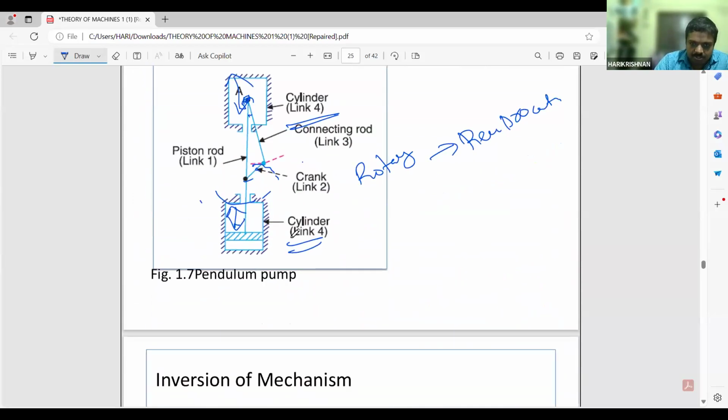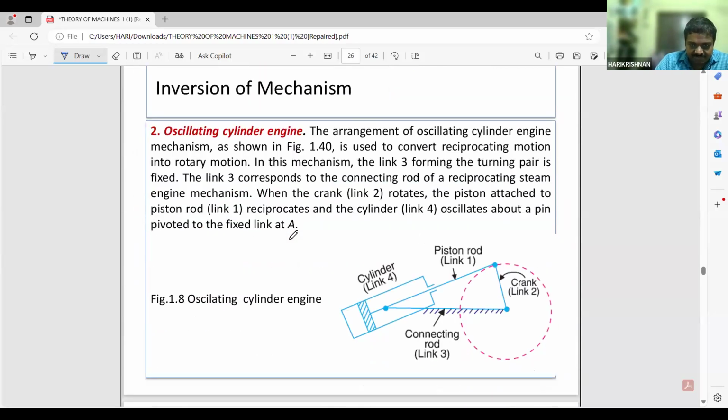Next is the oscillating cylinder engine. In this, the connecting rod gets fixed. There is a crank, and when this crank is rotating, the cylinder, which is connected to the piston rod, takes the piston inside the cylinder in the reciprocating direction. The arrangement of the oscillating cylinder engine mechanism is shown. It is used to convert reciprocating motion into rotary motion.